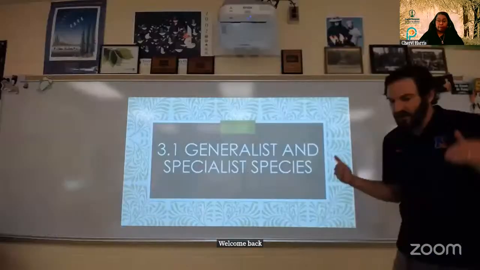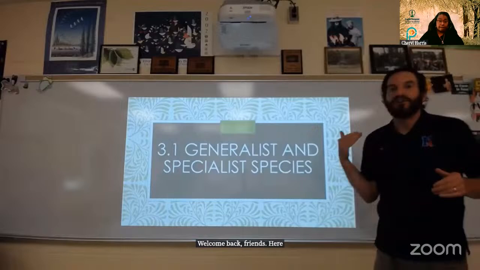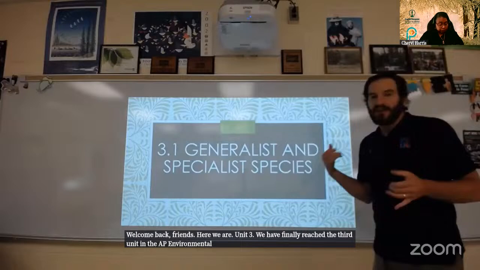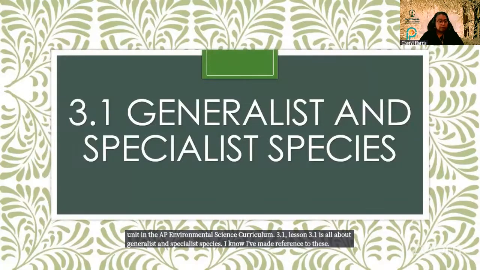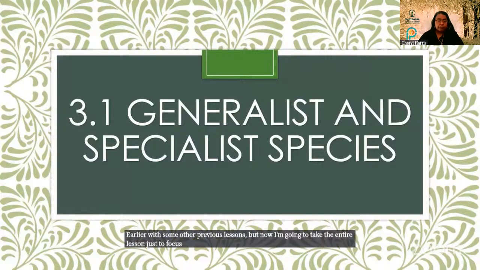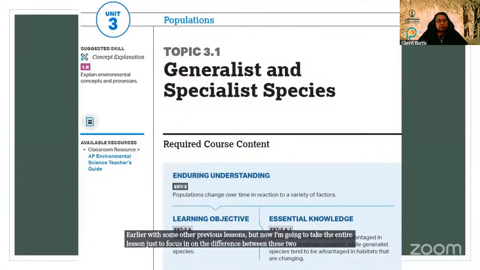Welcome back, friends. Here we are, Unit 3. We have finally reached the third unit in the AP Environmental Science curriculum. Lesson 3.1 is all about generalist and specialist species. I know I've made reference to these earlier with some previous lessons, but now I'm going to take the entire lesson just to focus on the difference between these two different types of species.